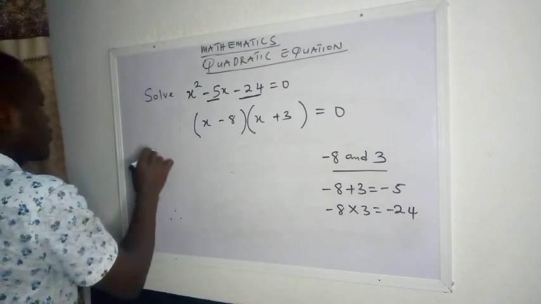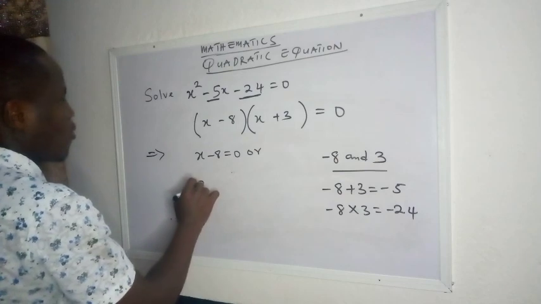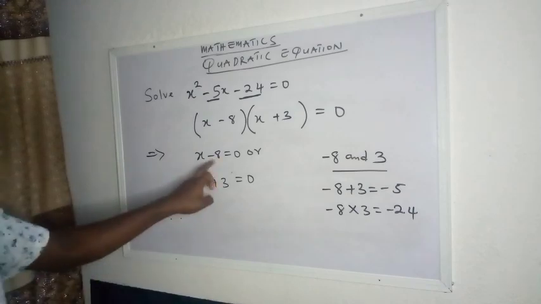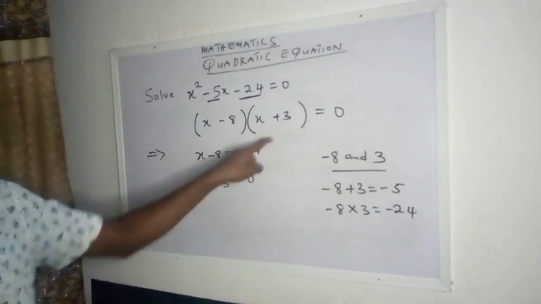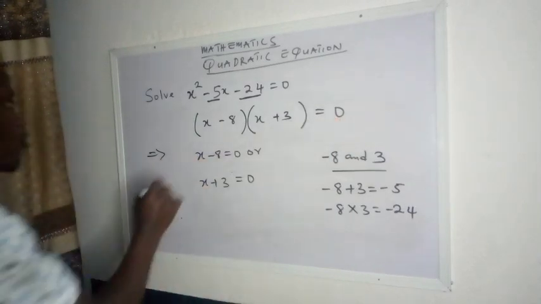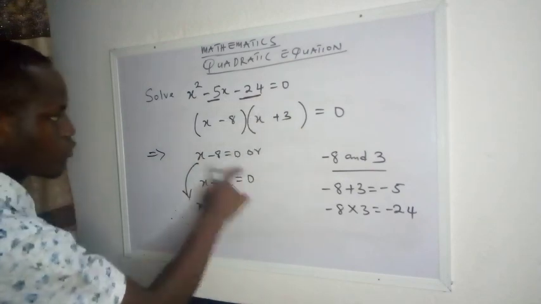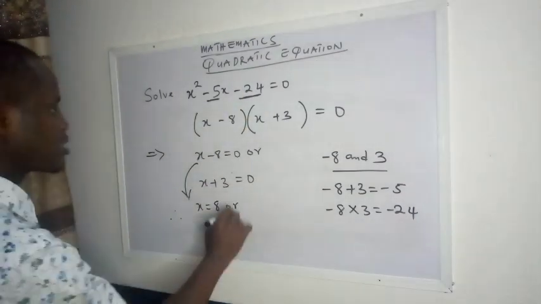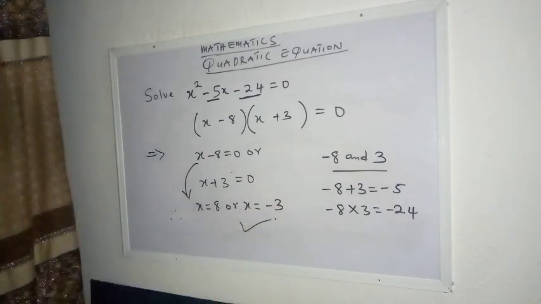Now this implies that either x minus 8 is equal to 0 or x plus 3 is equal to 0. So from here now, your x will be equal to, as this one crosses the sign of equality, the sign changes, so it becomes plus 8. Or this one, as it crosses, the sign changes, you have x equal to minus 3. That is it. x equal to minus 3.